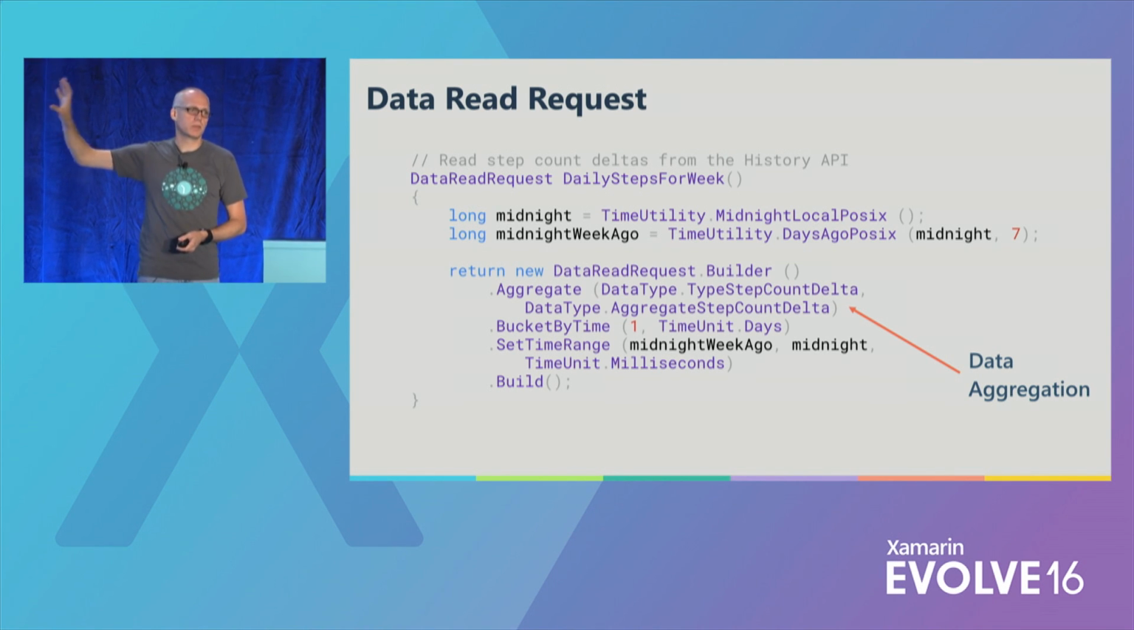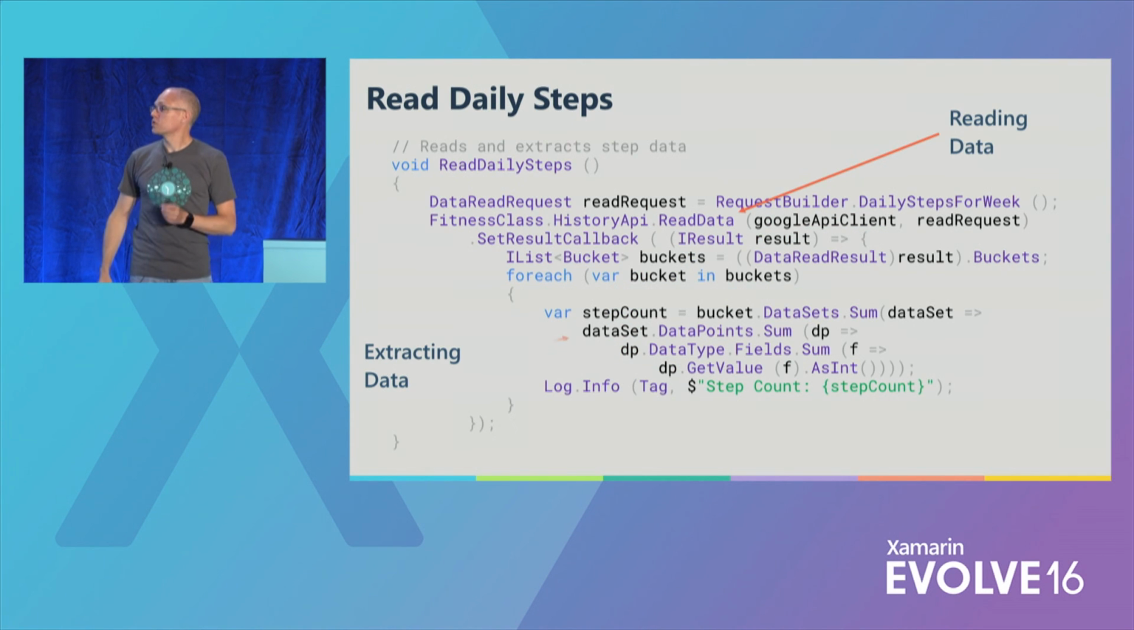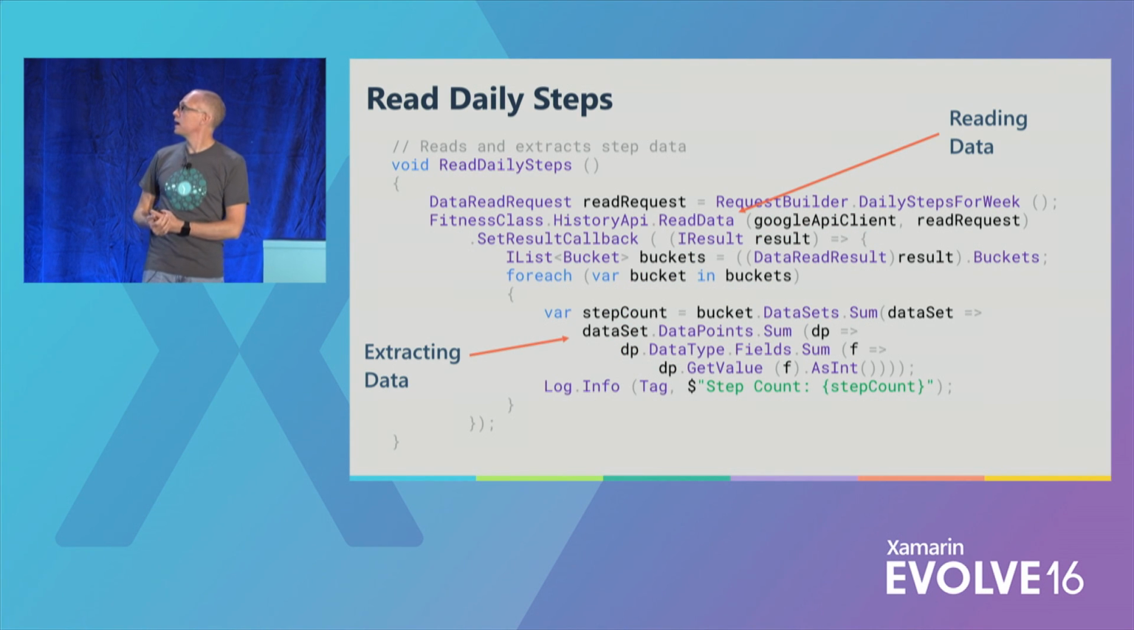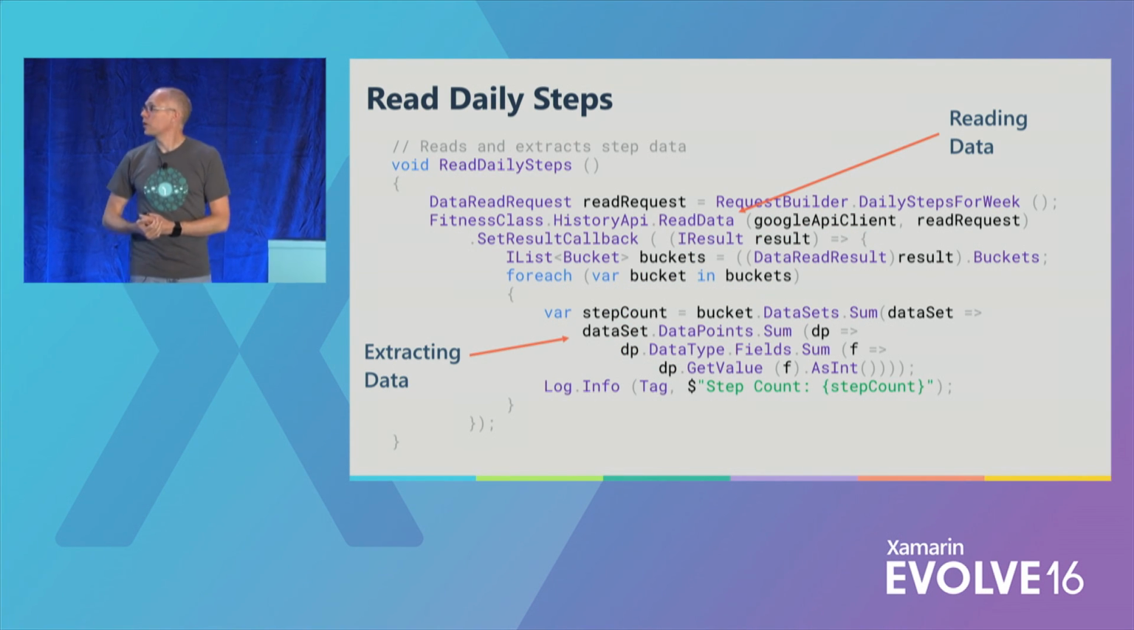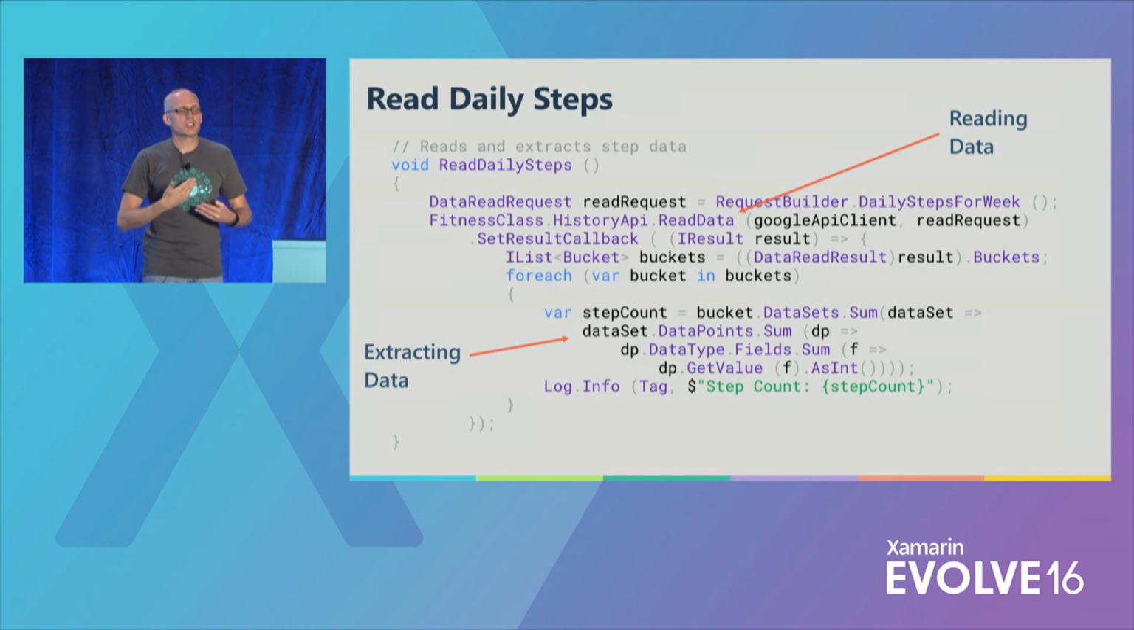You can make the system do all of the processing for you on all of the different data types that we have. So finally, we're going to read the steps. We're going to take our request. We're going to ask the history API to read the data. It's going to come back in buckets. And then this 5 or 6 lines at the bottom is just unwrapping the buckets.